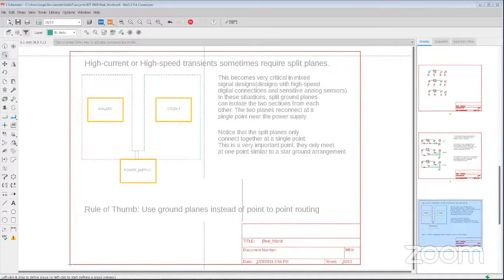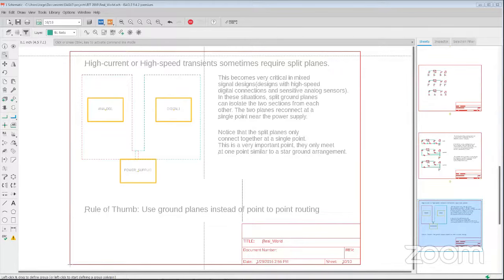We have Brunel. I think we kind of answered it, but I think we could rephrase it. It says, how do you handle split planes or separate grounds if you are on a multi-layer board? Don't you just do that by layer usually? Usually it's best if you can dedicate the entire layer to a plane if you can. For cost reasons, that's not always possible.